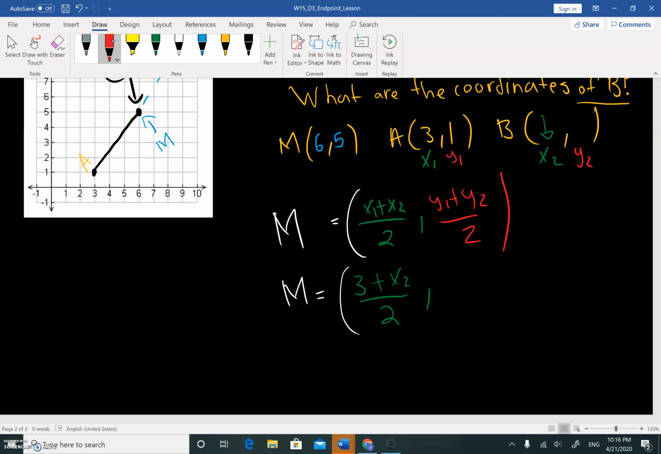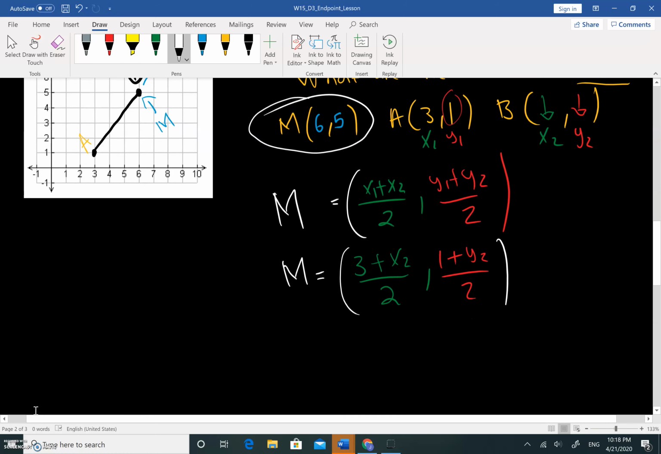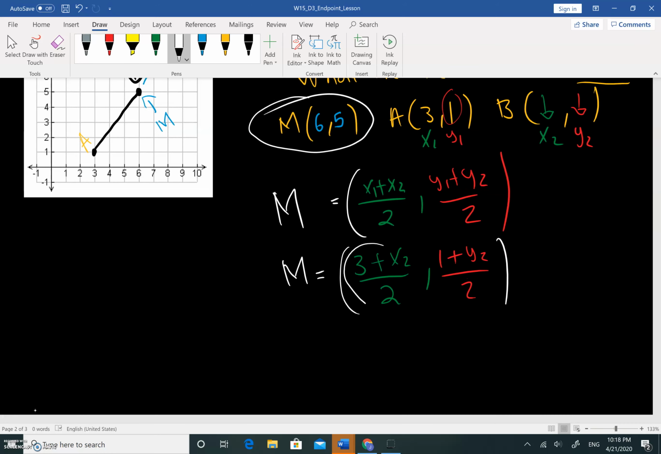We have our y1, which we do know, that's going to be 1, plus we don't know the y2, so I'm just going to leave it as y2, and then divided by 2. Now we have to realize that our m is already given to us. So in other words, we already know that the answer has to be 6 and 5. 6 has to be the answer for the x, and 5 has to be the answer for the second part, which would be the y.